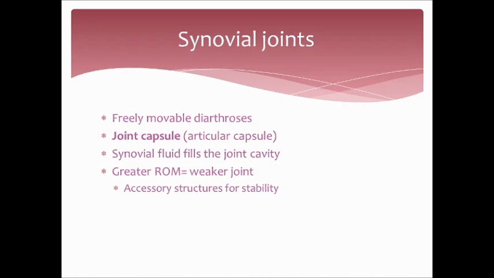The greater the range of motion, so the greater the angle of flexion or extension or abduction or adduction or rotation that a joint has, the weaker it is. So we want our larger joints especially to be more stable if possible, because if they are too flexible, we can end up injuring ourselves. So that's why we have all these accessory structures for stability, to make it so that our range of motion is a bit more limited, especially in our larger joints.